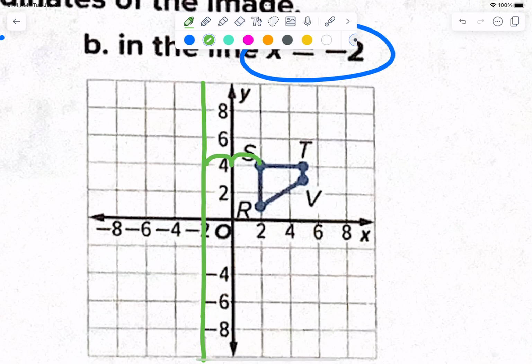So S is 1, 2 units this way, so I'm going to go 1, 2 units, and now your S prime is there. Do you see what I'm doing? T, I'm going to go off of S, so T is 1.5 more, so T prime goes there. R is 2 units that way, so I'm going to do 2 units this way. This is R prime, and then V is right below T, so V prime. And this is what it looks like.